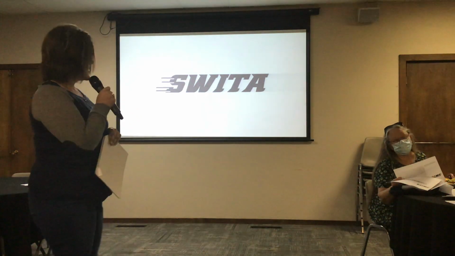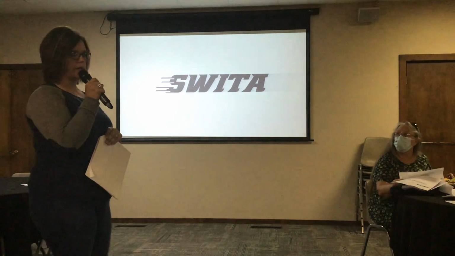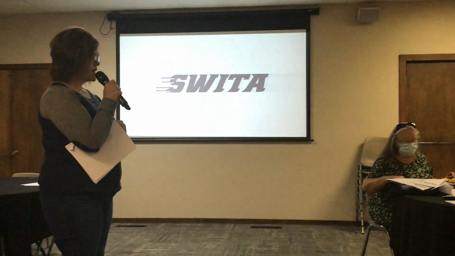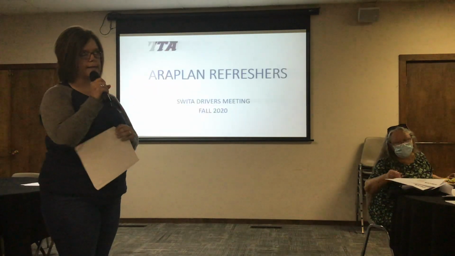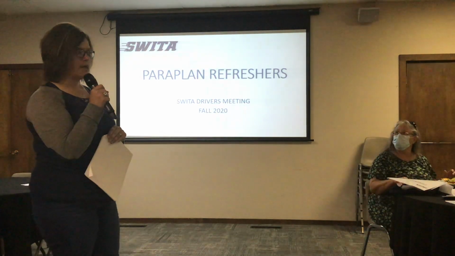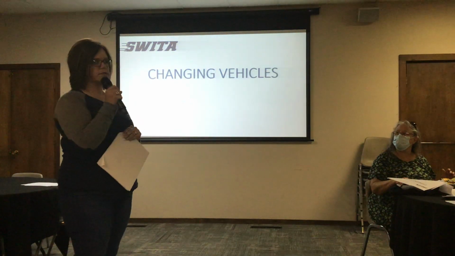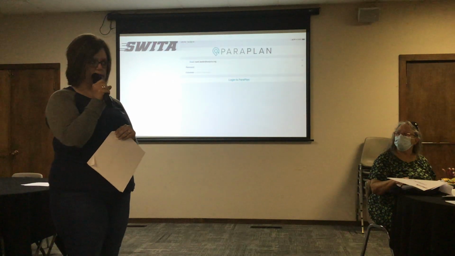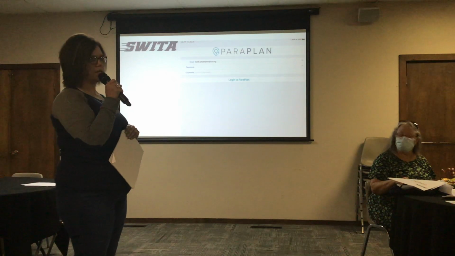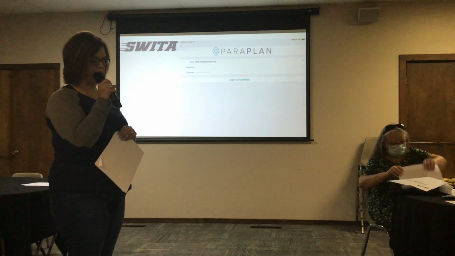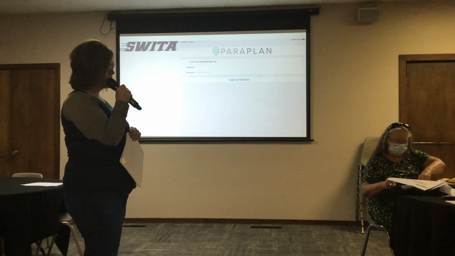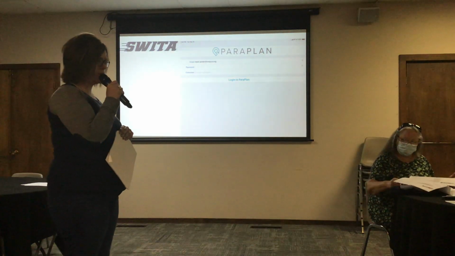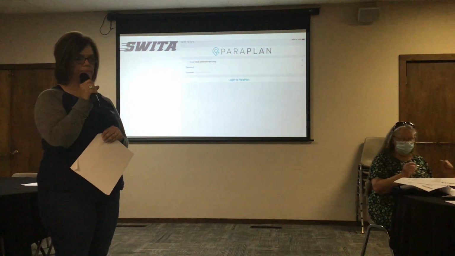So the first thing that we are going to talk about is changing routes. By that I mean if you're assigned a route for the day and you do a couple of trips and suddenly you have a flat tire or a vehicle breakdown and you have to switch vehicles, there's a process we need you to go through on the Paraplan iPad tablet so that it's tracking the mileage correctly in the vehicle that you're driving, not the one that broke down or had the issue, okay?